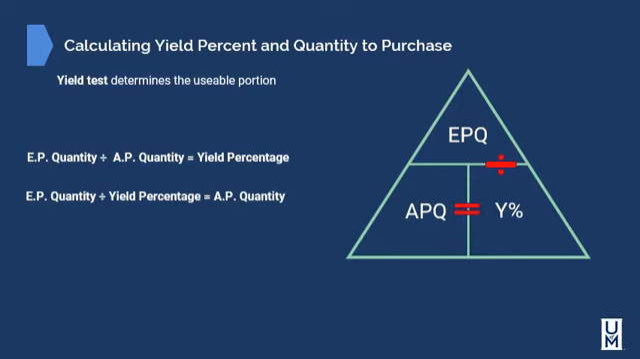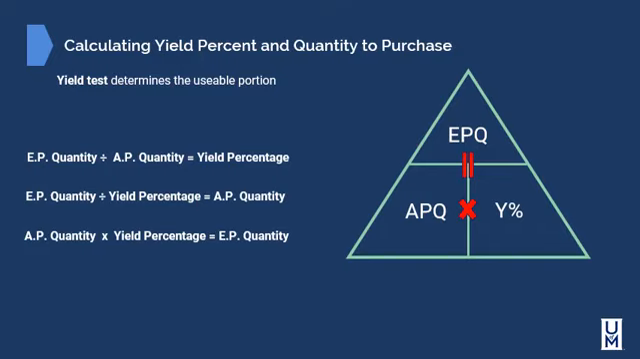Our edible portion quantity divided by our yield percent equals our as purchased portion quantity. And our as purchased portion quantity times yield percent equals our edible portion quantity. This is very helpful, being able to determine how much of a product you need to purchase.